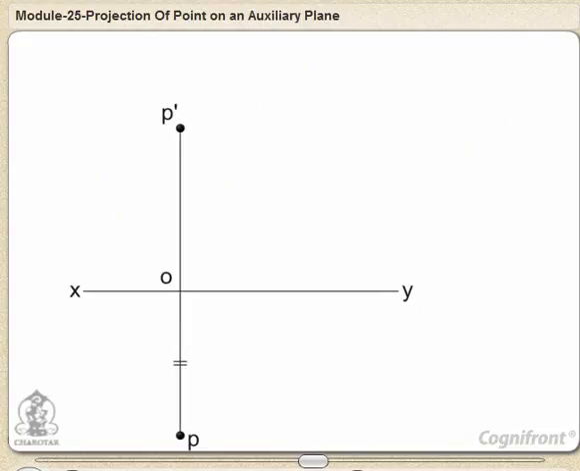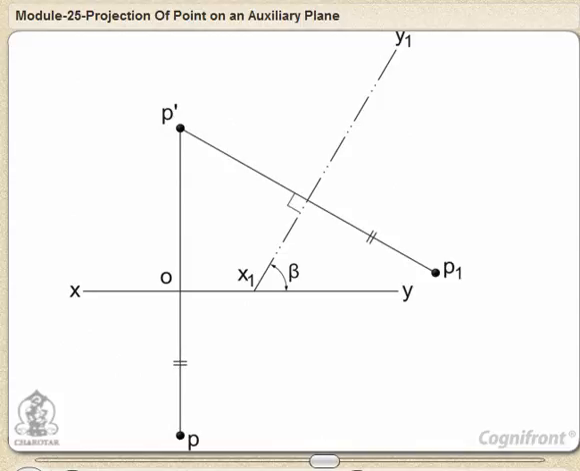To draw the orthographic views, draw XY and mark P' and P. Draw X1Y1 making the angle beta with XY. Through the front view P', draw a projector perpendicular to and intersecting X1Y1 at O1 and such that P1O1 is equal to PO. P1 is the required auxiliary top view.